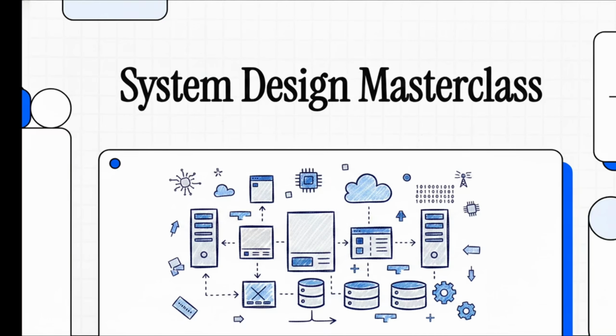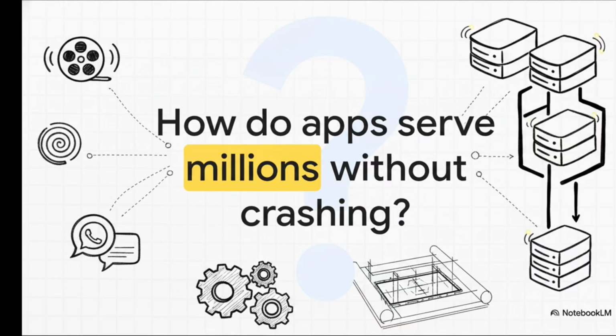Okay, let's dive into this. Think about this for just a second. Right now, literally as we speak, millions of people are simultaneously streaming Netflix. We're talking about consuming terabytes of data every single second. They're endlessly scrolling through Instagram, firing off millions of messages on WhatsApp. And yet, the apps don't break.